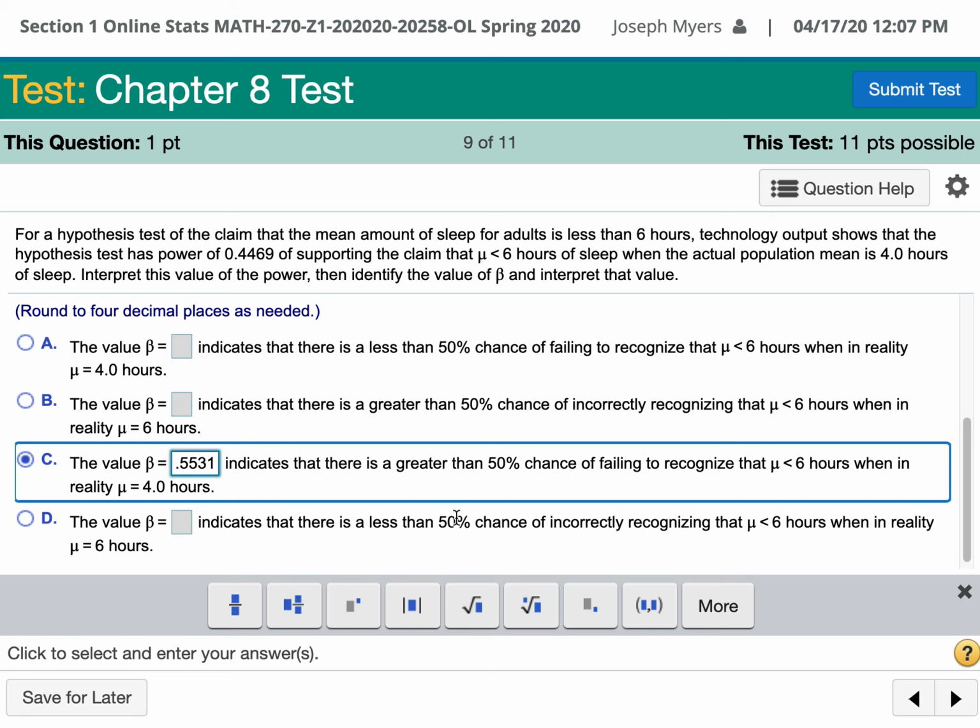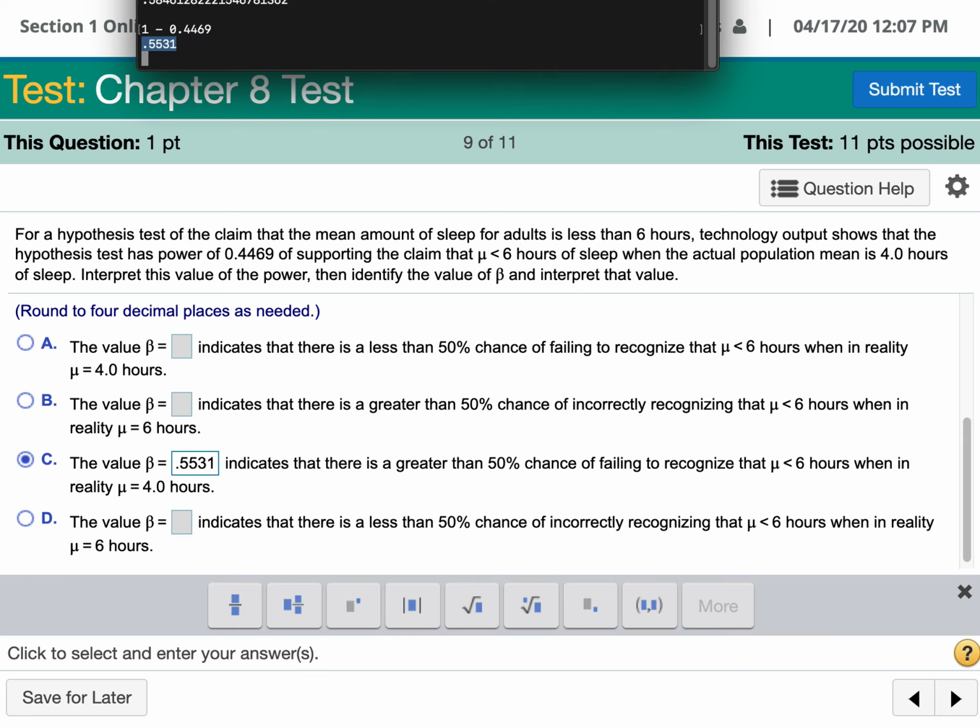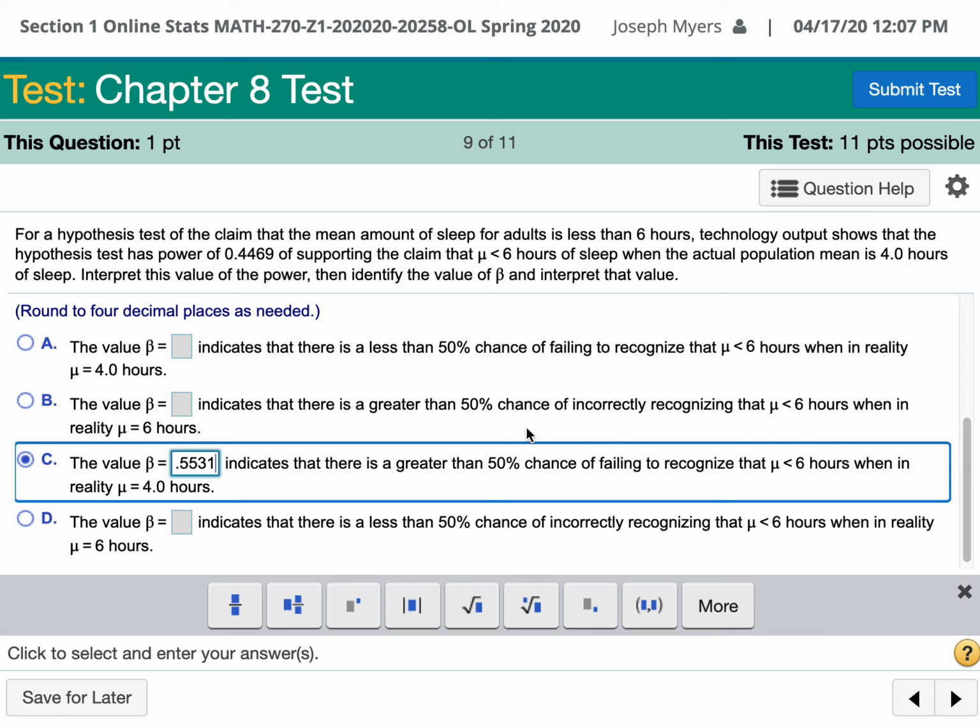Okay, so ready? It'd be there. So the value of beta, it says rounded to 4 decimal places. So the value of beta equals 0.5531, indicates that there is a greater than 50% chance of failing to recognize that the mean is less than 6, when in reality it actually is 4. All right. So once again, beta is the probability of a type 2 error, which means beta is the probability that you don't recognize that the alternative hypothesis is true.